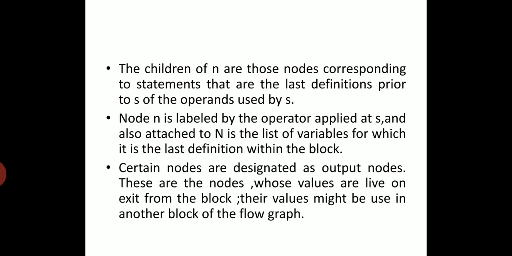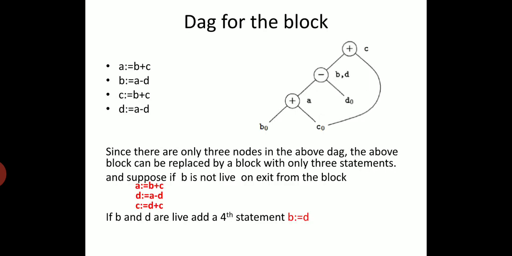Then we can say that some nodes are designated as output nodes. The output nodes are the nodes whose values are live on exit, and they can be used in another basic block of the flow graph. So all of this can be made clearer with the help of an example.